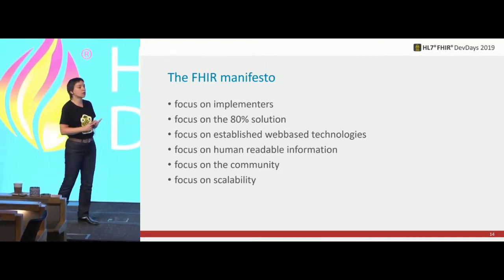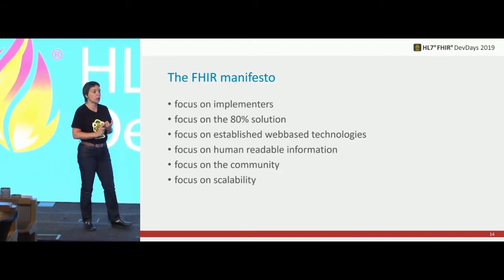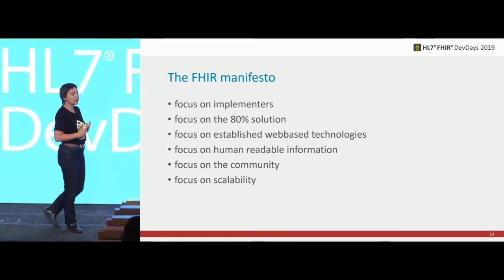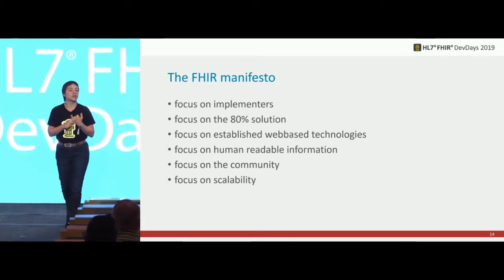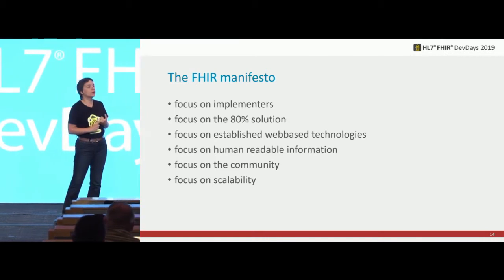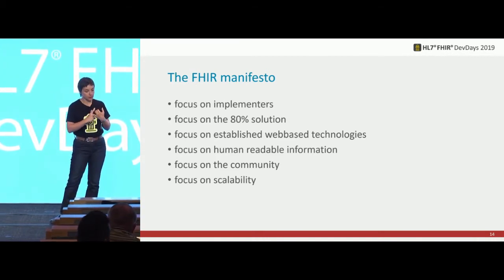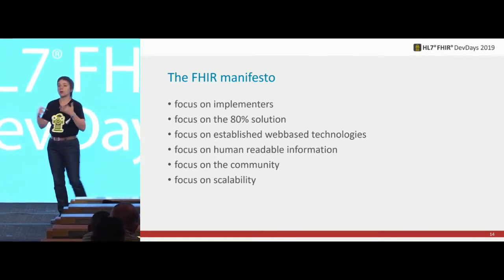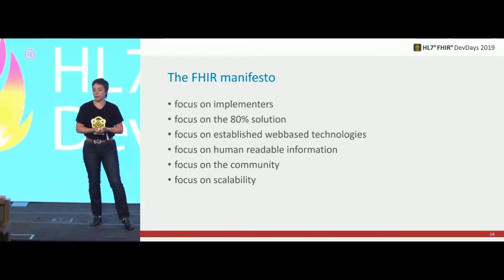We will always focus on reusing established web-based technologies, so not reinvent the wheel, but use technologies that are already out there, that implementers are already acquainted with, and that we can reuse existing libraries.